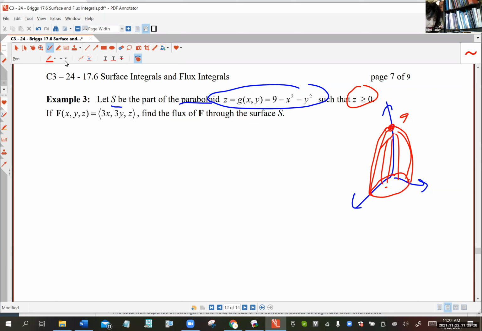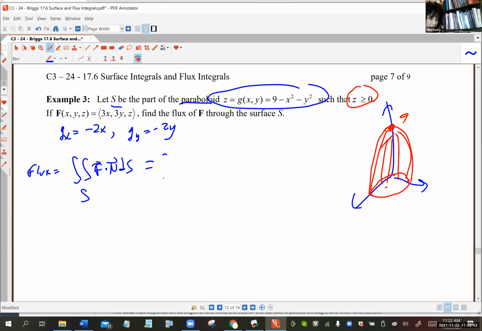So they gave us z, which is little g. So let's go ahead and get those partials. This is pretty easy to do. I get the partial with respect to x is negative 2x. The partial with respect to y is negative 2y. So your flux, which is considered this funny looking surface integral, I know, write it down, get used to it, F dot n dS.